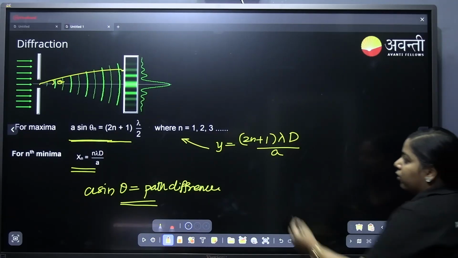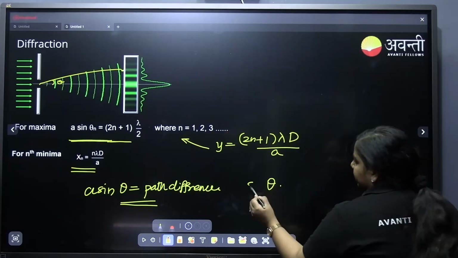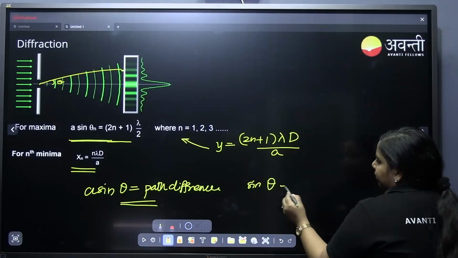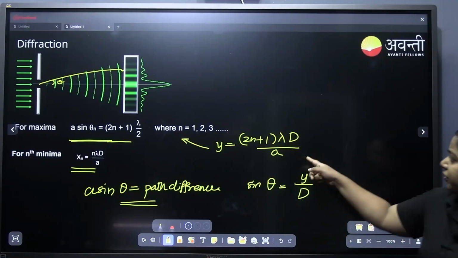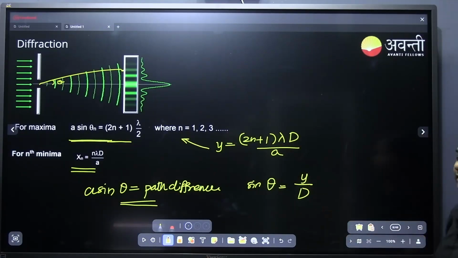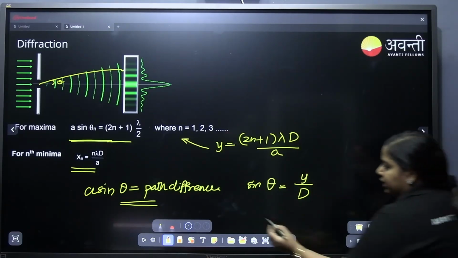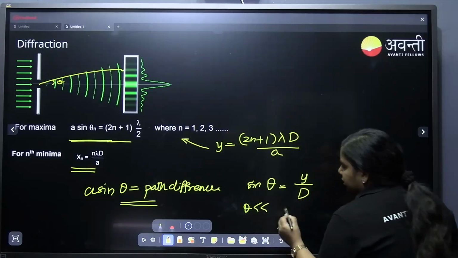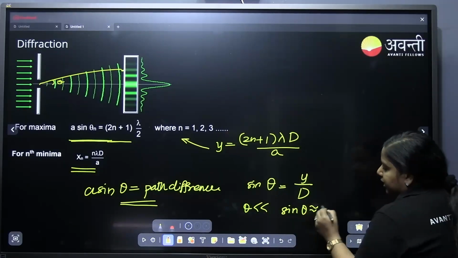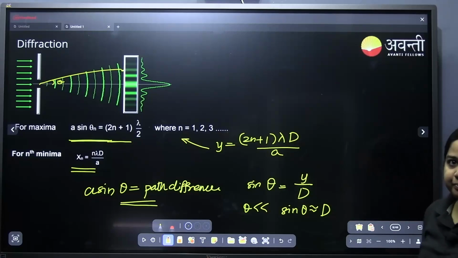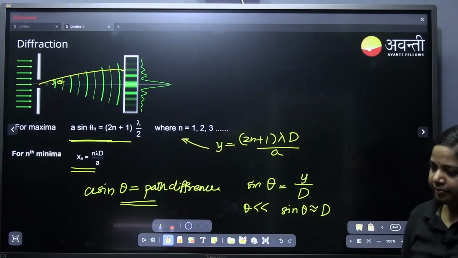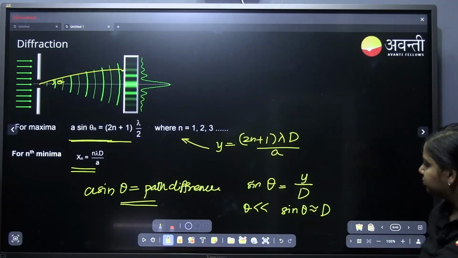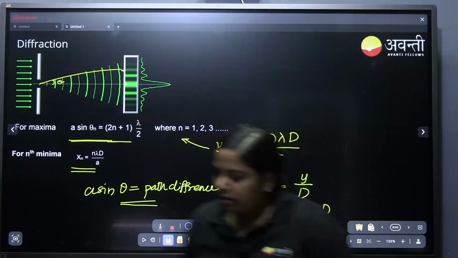And for angular width, it is sin theta. Sin theta we are finding, that is y by D. So if you have the equation for y, just substitute it here, then you will get the equation for theta. Like when theta is very small, sin theta is approximately equal to theta. Is there any doubt? Okay, I guess not. So we can move on.